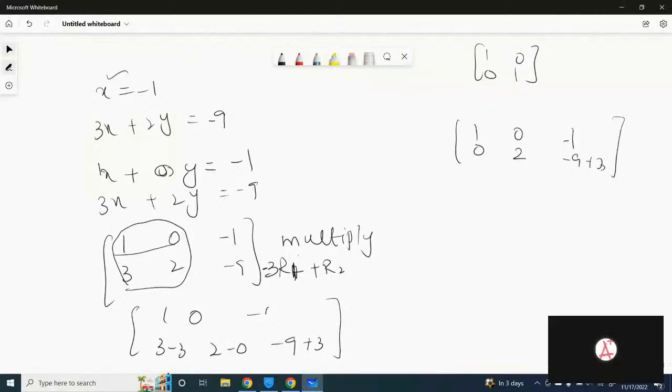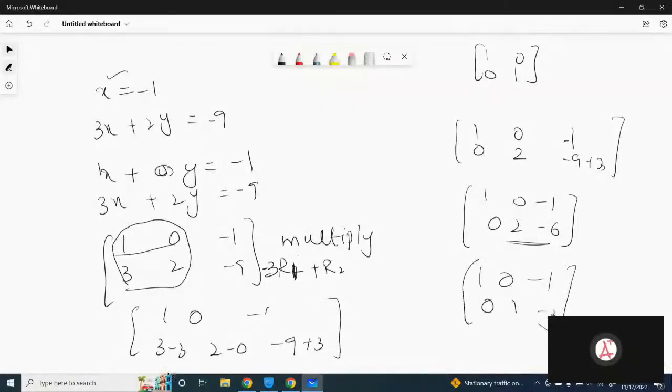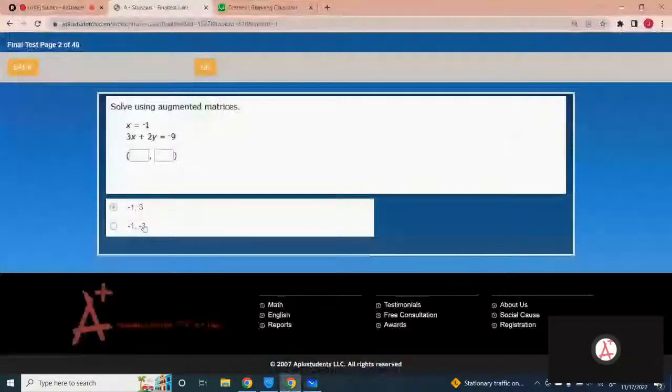So the equation is now 1 0 -1, 0 2 -6. Just divide R2 by 2. It would be then 1 0 -1, 0 1 -3. So the solution is -1 and -3. Got it? -1 and -3 is the solution. Got it?